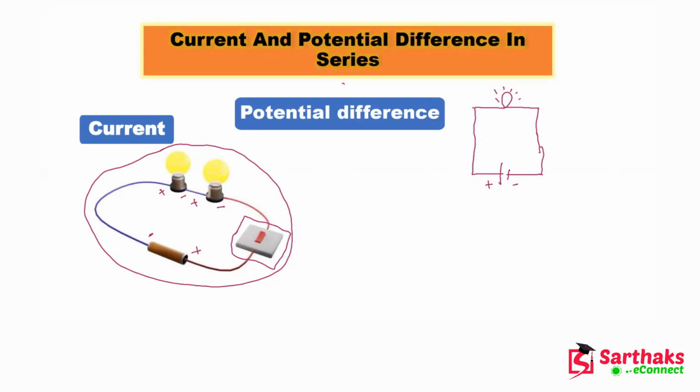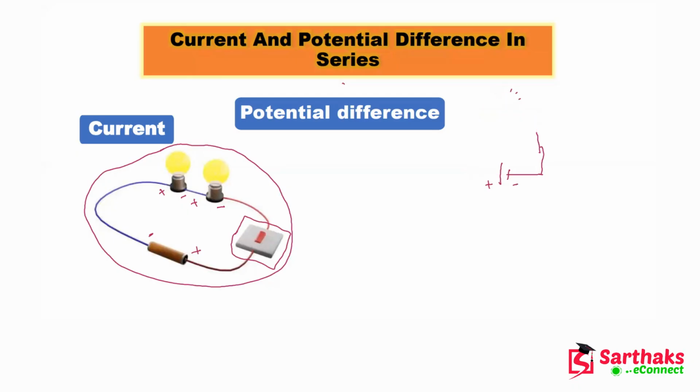But as long as your switch is off, it simply means that the circuit in this condition is not completed, or the circuit is broken. So in this condition, the current will not be able to flow in the circuit. I hope, guys, you understand the work of a switch. Whenever you switch on, the circuit is completed, and whenever you switch off, the circuit gets broken. I hope you got it. Now let's move on.